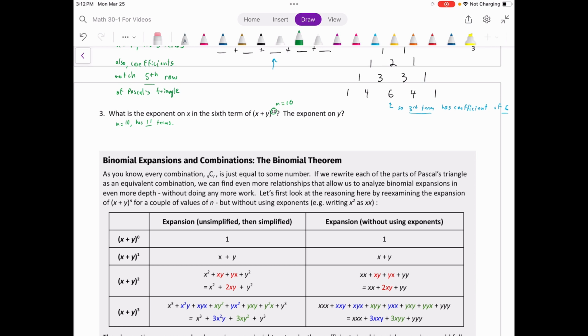But also we know that the exponent on x counts up from, sorry, I have that backwards. The exponent on x counts down. I was thinking ahead a step. It counts down from n to 0. The exponent on y counts up from 0 to n.